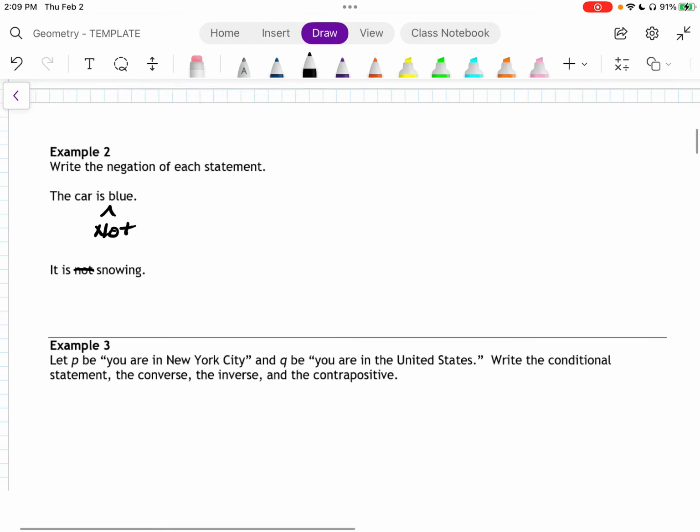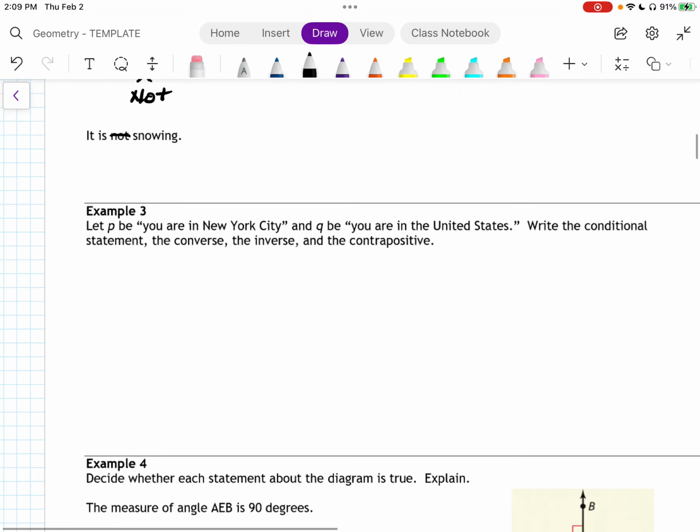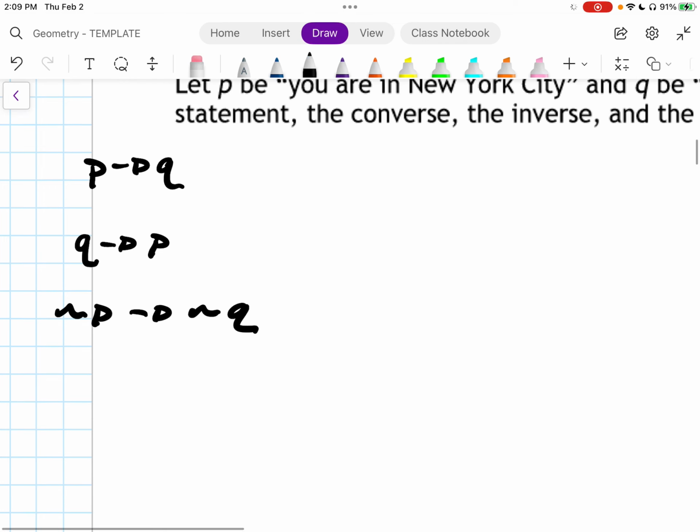Let's look next. Example 3, let P be you are in New York City, and Q be you are in the United States. Write the conditional, the converse, the inverse, and the contrapositive. All right, so let's go ahead and write here conditional, and that is P implies Q. Converse is Q implies P. The inverse is not P implies not Q. And then the contrapositive is not Q implies not P.